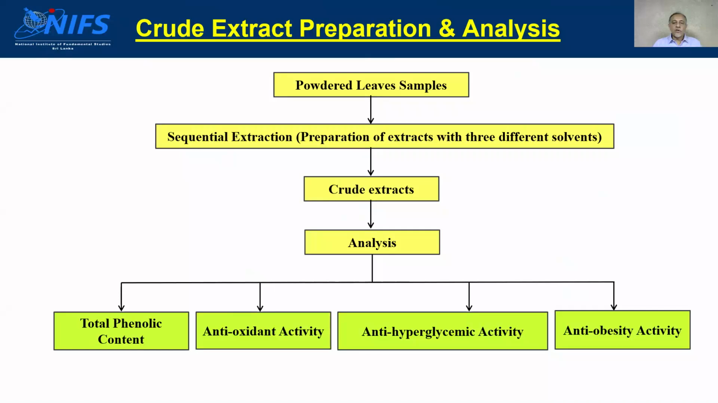Before investigating the functional properties of these leaves, we powdered the leaf samples after drying, and we carried out sequential extraction using hexane, ethyl acetate, and methanol as solvents, and collected crude extracts. After getting the crude extracts, we subjected them to analysis: total phenolic content, antioxidant activities, anti-hyperglycemic activities, and anti-obesity activity.